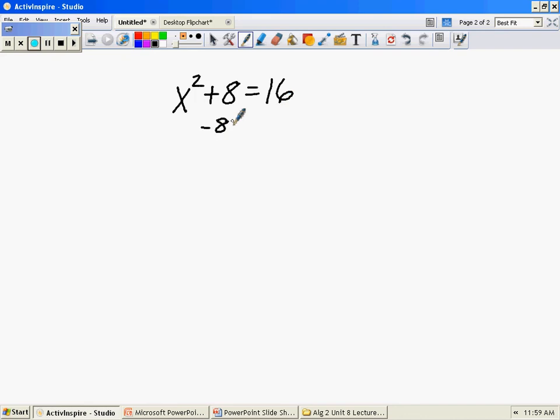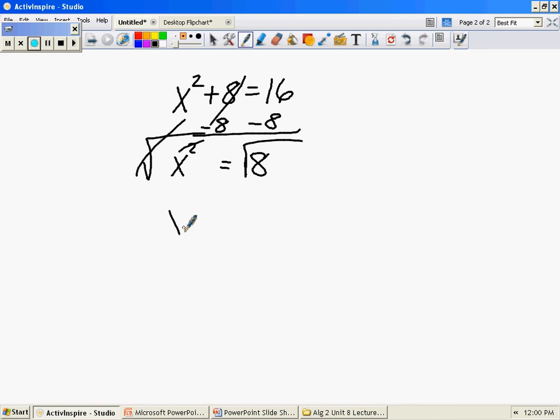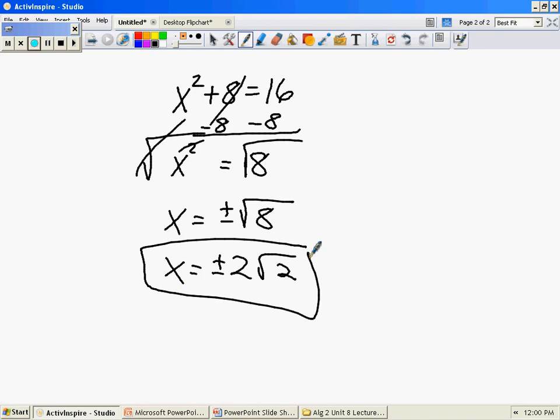First of all, we're going to move the 8 to the other side. And now what? Just square root both sides. Leaves us with x equals, and don't forget the plus and minus, square root of 8. And yes, we do need to break down our square root of 8. And I think many of us have probably memorized that by now. We've done it so many times. What's the square root of 8? 2 radical 2. And if you haven't memorized it, don't worry. Just break it down like we did when we did square roots. So there you go.